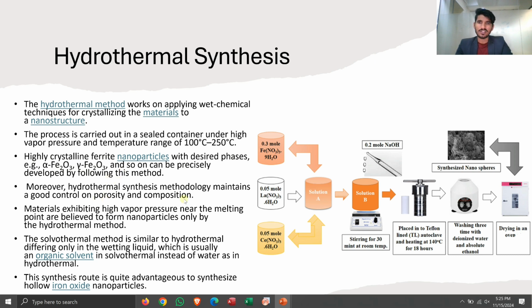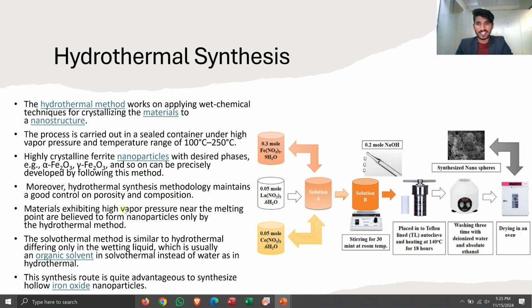Moreover, the hydrothermal synthesis methodology maintains good control on porosity and composition. Using this method, we can control the porosity of our substance, and we can control its composition by using different ratios of the salts. Just by changing the ratios of the salts, we can control the relative composition and change the composition of our final product.